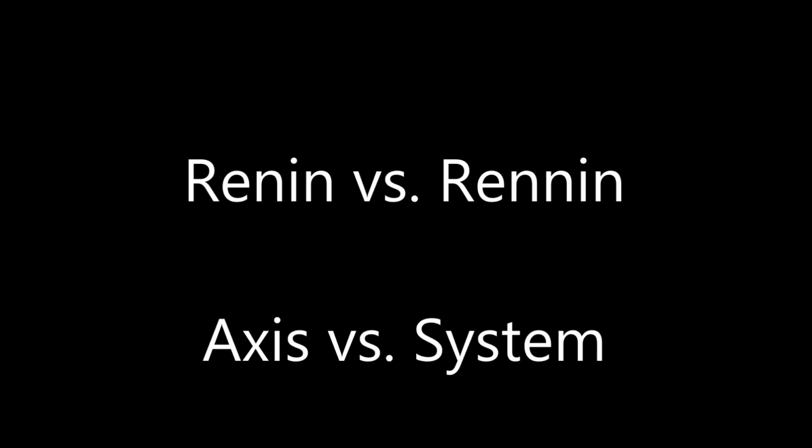So first I wanted to differentiate between renin and renin. Renin is what we're talking about here in the Renin-Angiotensin-Aldosterone Axis or system. And renin is actually a GI hormone. And axis versus system, really it's the same thing, so you may hear both terms used.